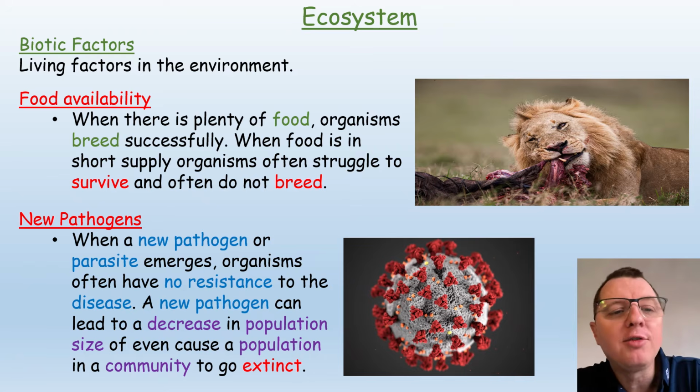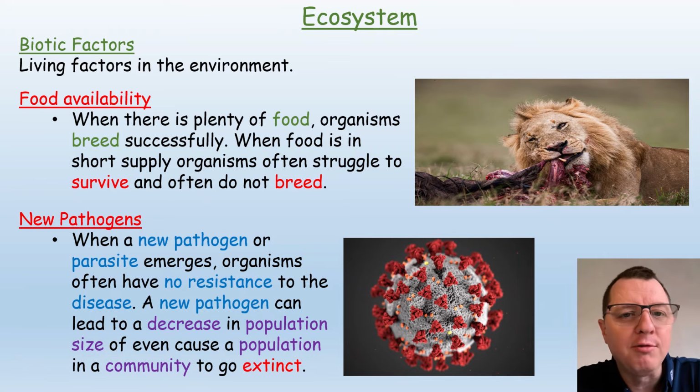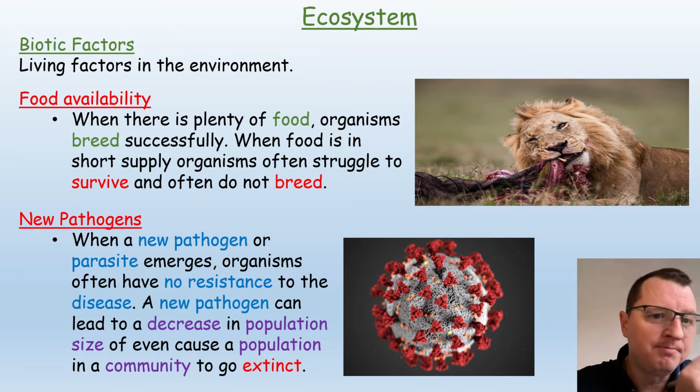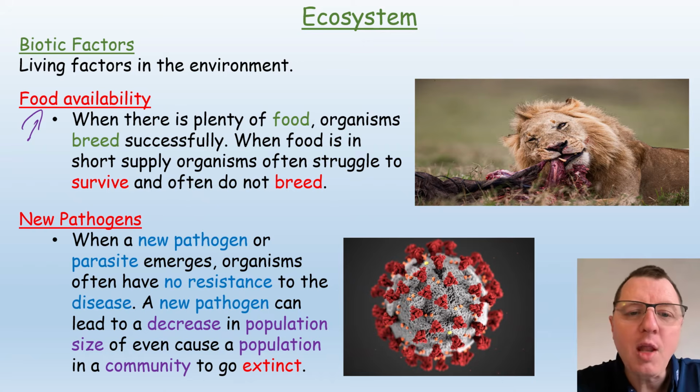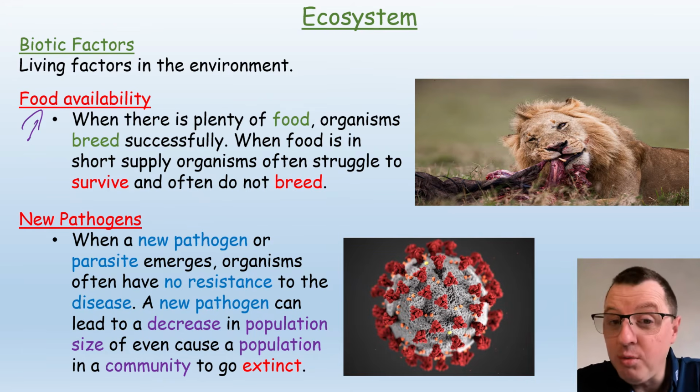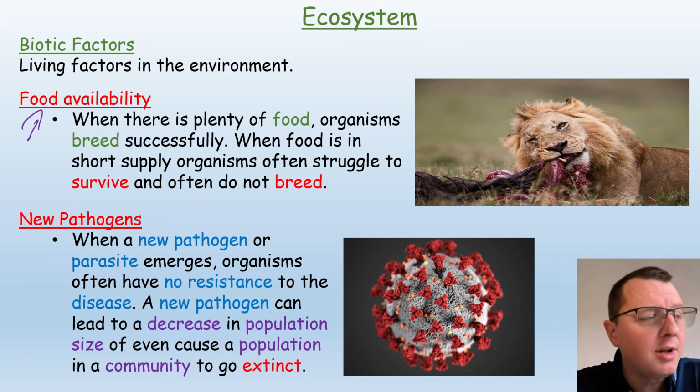Now, we also have a list of living factors that will affect the distribution of species within an ecosystem. The main ones are food availability. When there is plenty of food, organisms can feed and therefore breed successfully. But when food is in short supply, organisms will often struggle to survive and therefore will not be breeding, which of course is going to change the population sizes of the species that we're discussing.